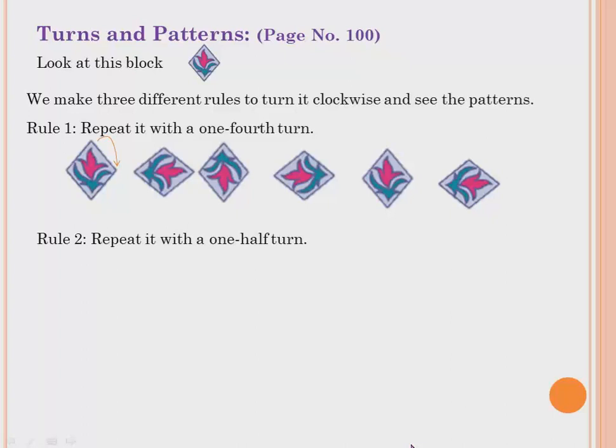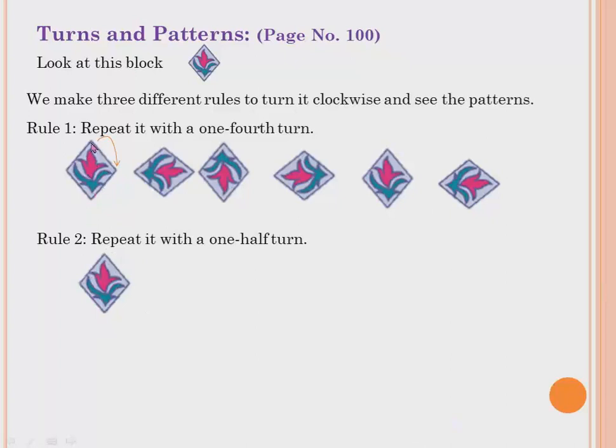Now we are repeating with a 1/2 turn. Half turn means how will we do the half turn? If it is here, it has to rotate from here to here. Understood? 1/2. See, for example, how many directions are here? 1, 2, 3, 4 are there.